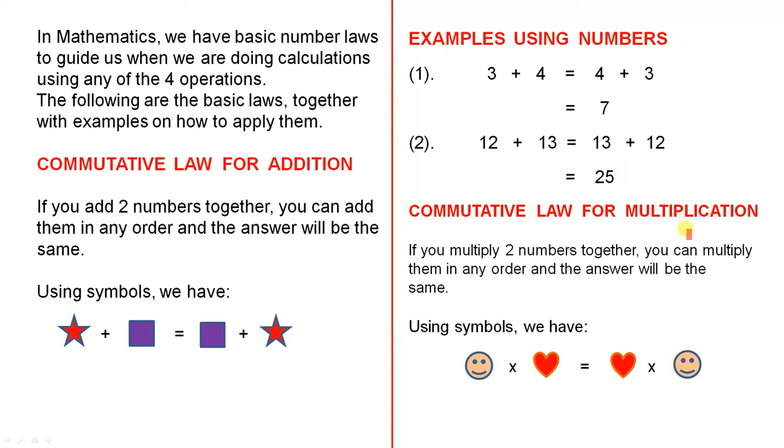There is also a commutative law for multiplication. If you multiply two numbers together, you can multiply them in any order and the answer will be the same. So using symbols, the smiley face times the heart equals the heart times the smiley face. The smiley face and the heart represent two different numbers and you can multiply them in any order and the answer will be the same.